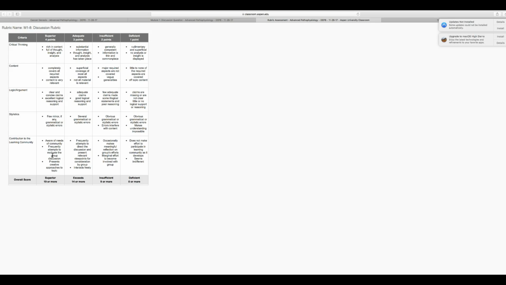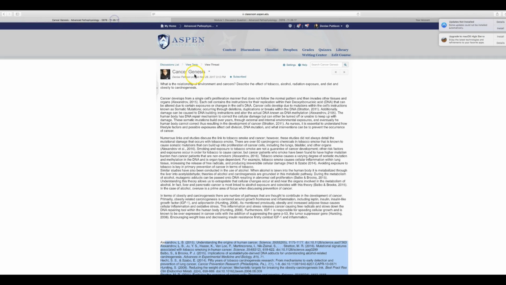So that's how you get graded on that. I hope that this was helpful. Really comb through the rubric, because that is always going to be really helpful in helping you get the grade that you want.